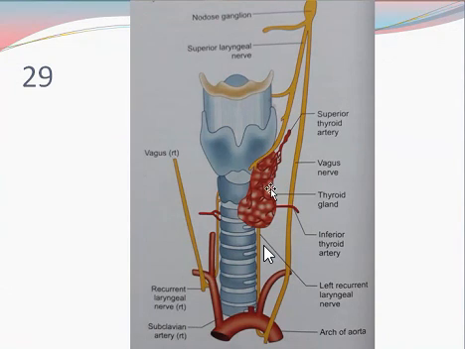And you are seeing the thyroid gland, and it is supplied by the superior thyroid artery, and this is the inferior thyroid artery. And you are seeing the larynx, thyroid cartilage, tracheal cartilage, and tracheal rings.